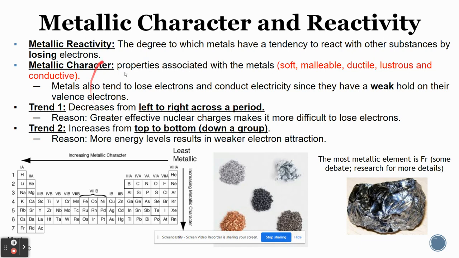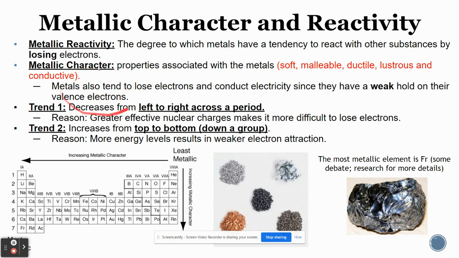Now, generally, as I mentioned before, metals tend to lose electrons, and they conduct electricity very well because they have a weaker hold on their valence electrons. And electricity is all about movement of electrons. So if you have a weaker hold of your electrons, then you're more likely to be able to conduct electricity. That explains that conductivity piece of the metallic character.